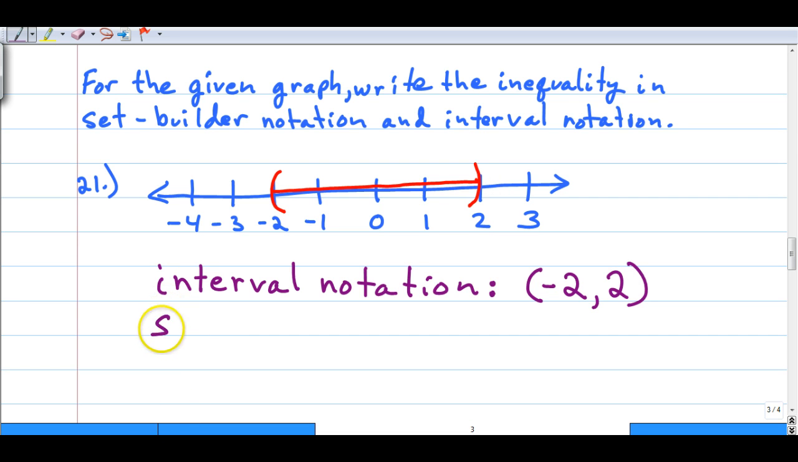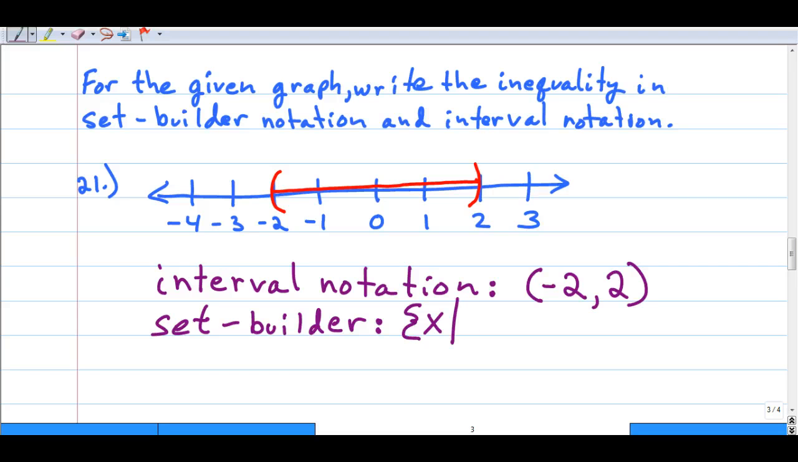Next, I want the set builder. A set builder always starts with a brace. Next, we record the variable. Well, in this case, it doesn't tell us what the variable is, so we can choose any letter of the alphabet. I'm going to choose the X, so I'll put the X. Now, every set builder, once you have the variable in, is followed by a straight bar. This means X such that. Now I'm ready to put in the inequality.